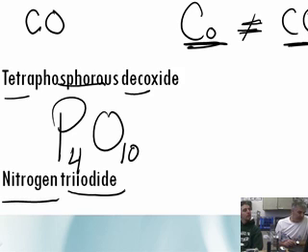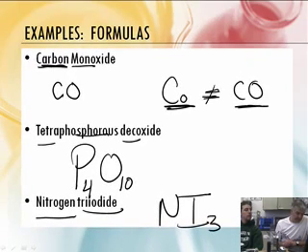Nitrogen triiodide. Nitrogen is N, I, and tri means 3, so NI3. I noticed something: there's no mono in front of nitrogen. It's not mononitrogen triiodide, and it's not monocarbon monoxide. If the first element has only one, it's redundant to say mono, so you just drop the mono.